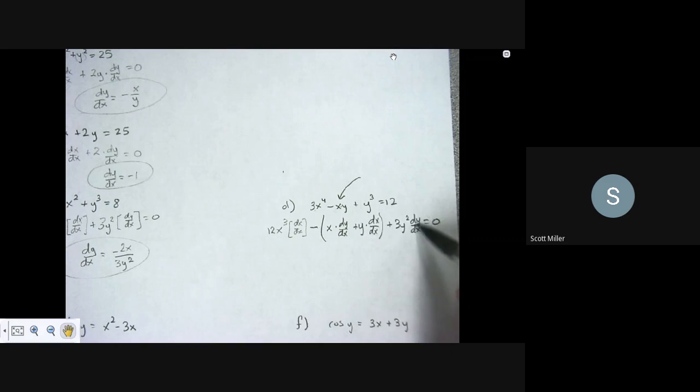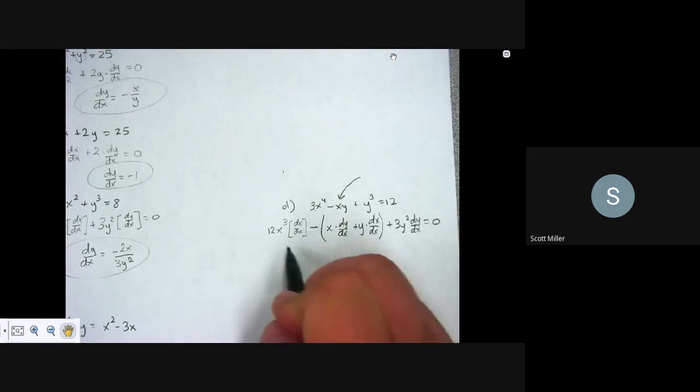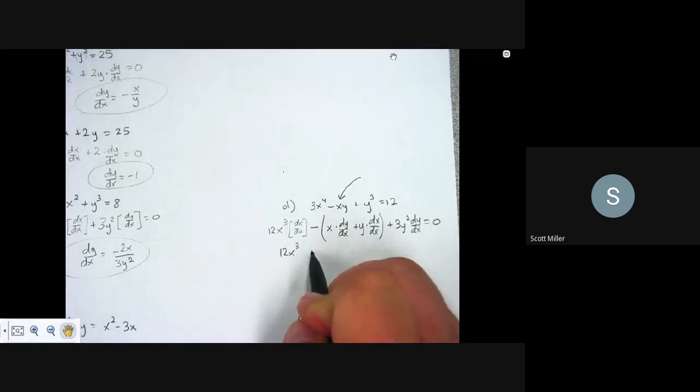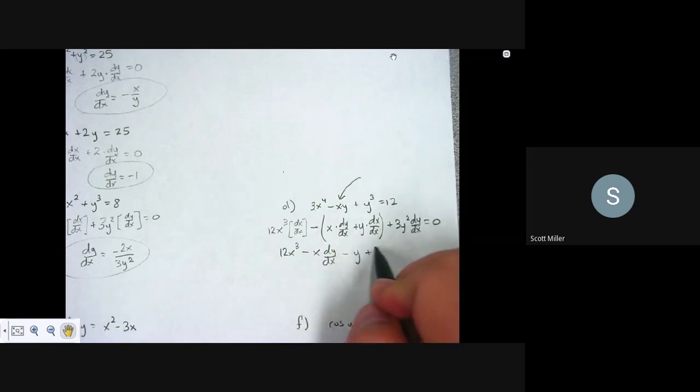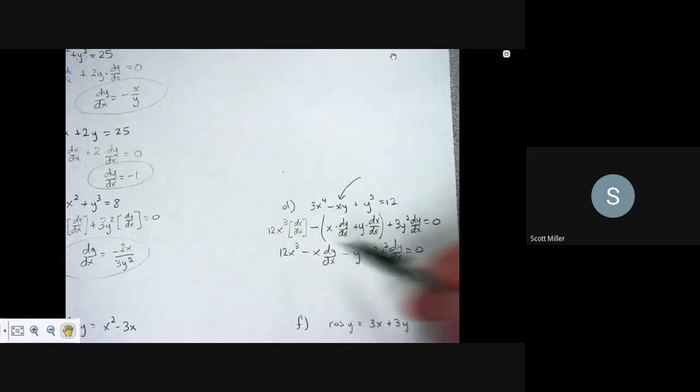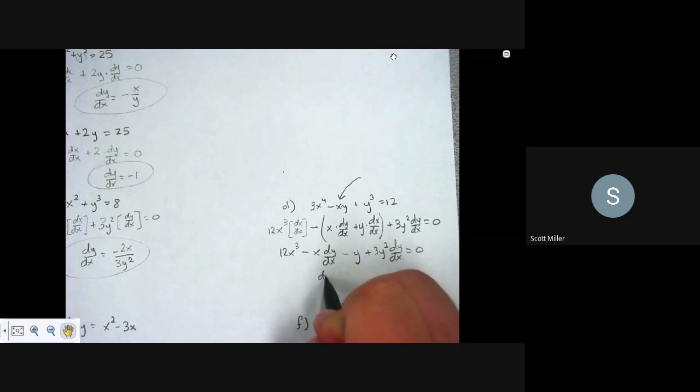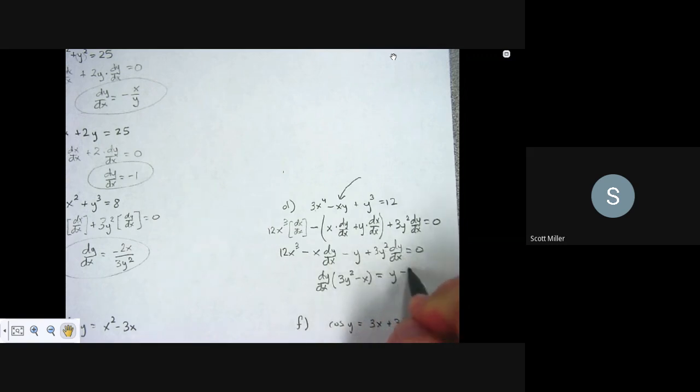And notice we have two terms with a dy dx in it. So as we clean all this up, we're going to get minus x dy dx minus y plus 3y squared dy dx equals 0. The terms that don't have a dy dx move over. The terms that are left, you're going to factor out dy dx. So you're literally going to have dy dx times 3y squared minus x equals y minus 12x to the third.